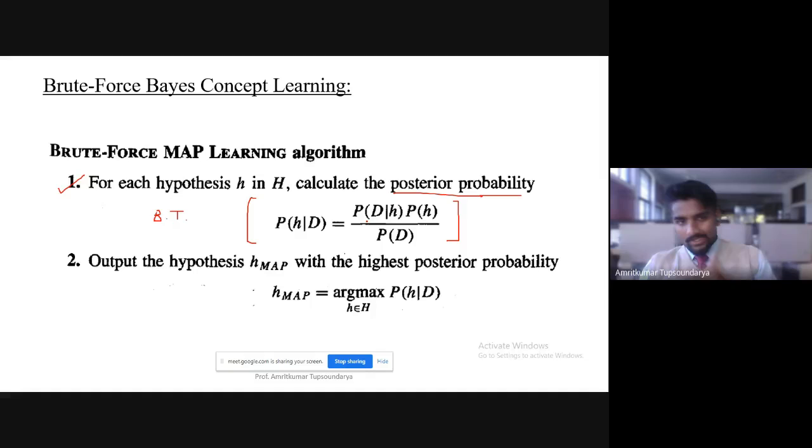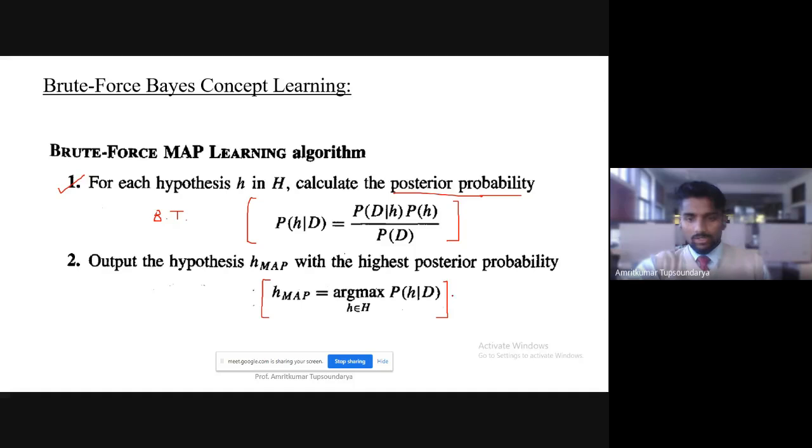Now, among this set of calculated posterior probabilities that we have for each hypothesis, we are going to output the maximum, or you can say highest, posterior probability. And how do we compute that? We have already seen the formula for that. That is H map. H map is the hypothesis for the maximum a posteriori hypothesis. And for that, the formula is H map is equal to argmax P of H given D.